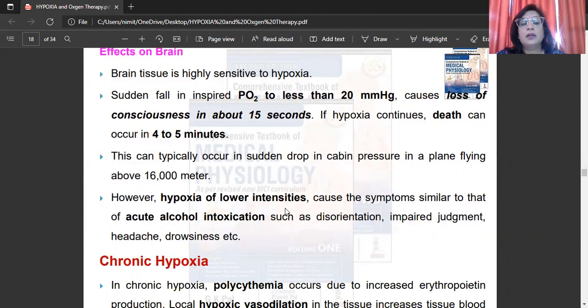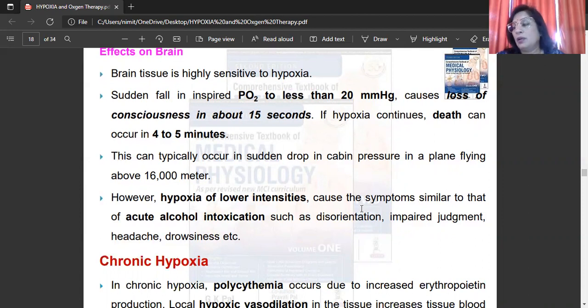This can typically occur with a sudden drop in the cabin pressure in a plane flying above 16,000 meters. If suddenly the pressure reduces in the planes when it is flying high, around 16,000 meters and above. However, hypoxia of lower intensities causes symptoms similar to that of acute alcohol intoxication.